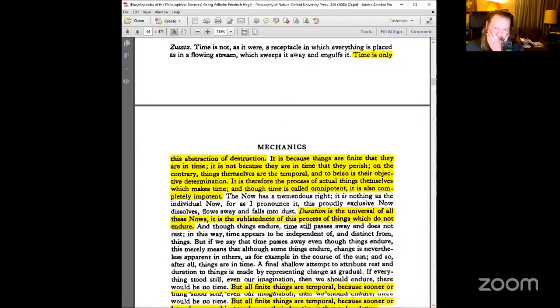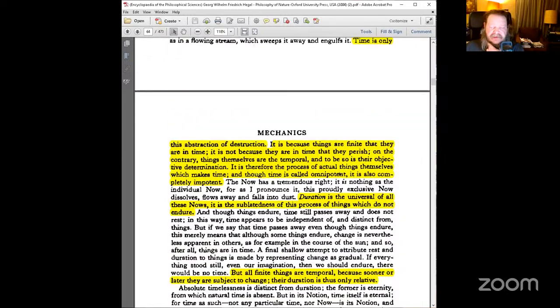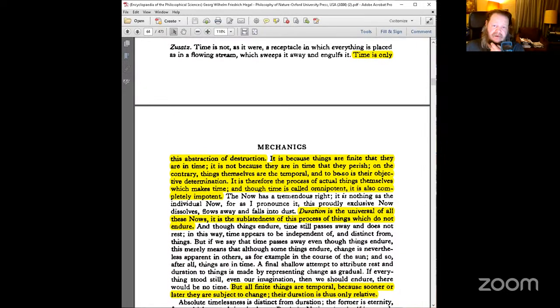He goes into some of this in, what does he say here? Time is not, as it were, a receptacle into which everything is placed as in a flowing stream, which sweeps it away and engulfs it. Time is only this abstraction of destruction. It is because things are finite that they are in time. It is not because they are in time that they perish. On the contrary, things themselves are the temporal, and to be so is their objective determination.